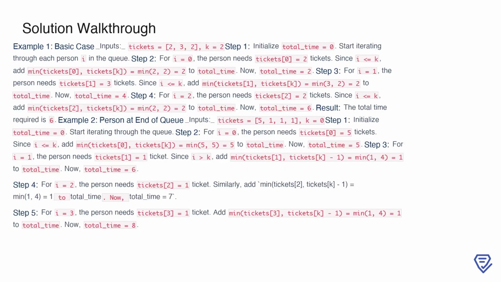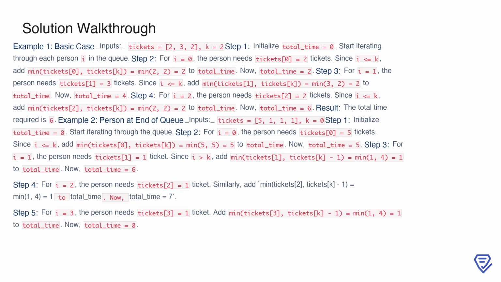Let's start with example 1, where the inputs are tickets equals [2, 3, 2] and k equals 2. First, we initialize total_time to 0, which will keep track of the total time required for all the people in the queue. Now, we begin iterating through each person in the queue.